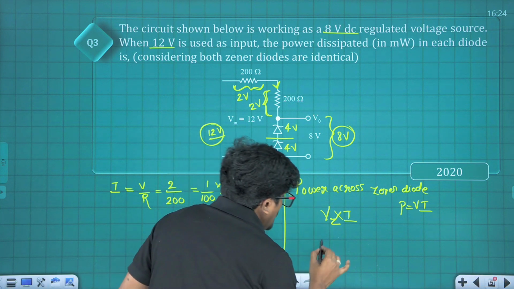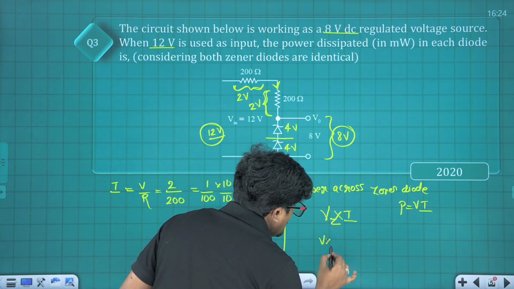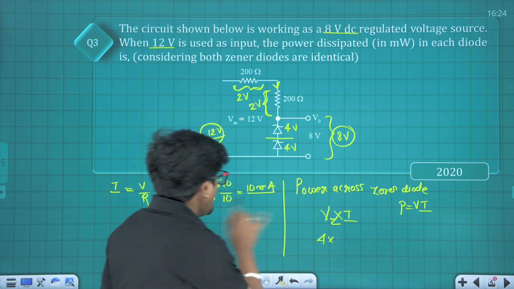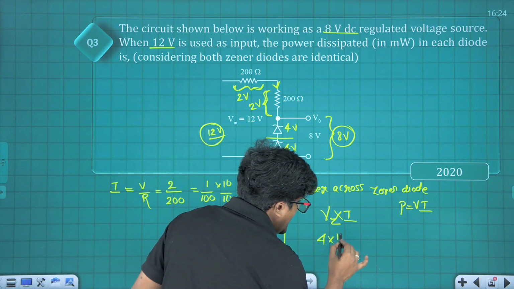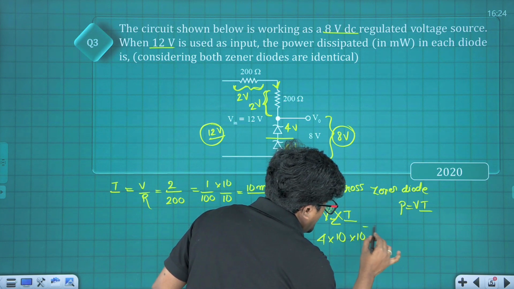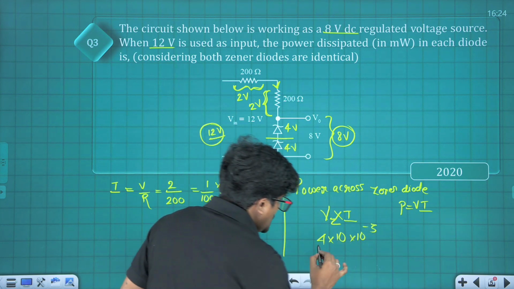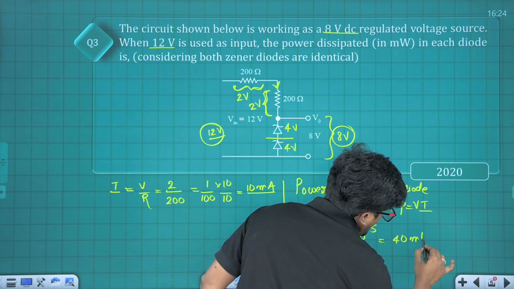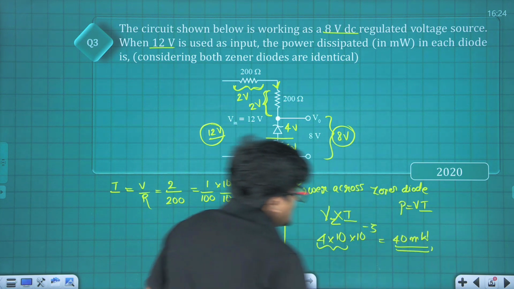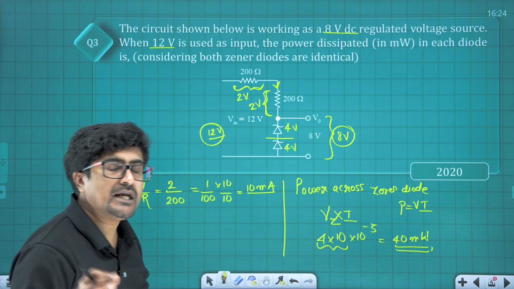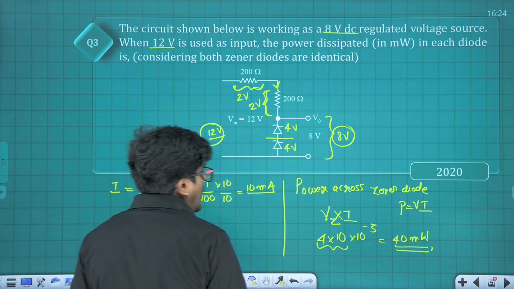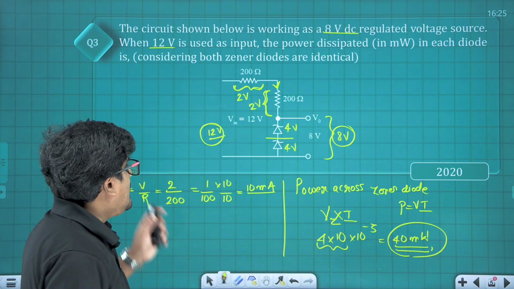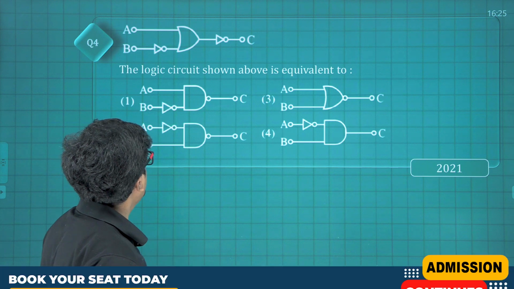Now voltage across Zener diode was 4 volt. 4 multiplied by, what was the current here? It was 10 milliampere. So 10 into 10 to the power minus 3. So here this is supposed to be 40 milliwatt. So the power which is getting dissipated across one Zener diode is 40 milliwatt. Is that okay? Now let's move to the next, that is question number 4.